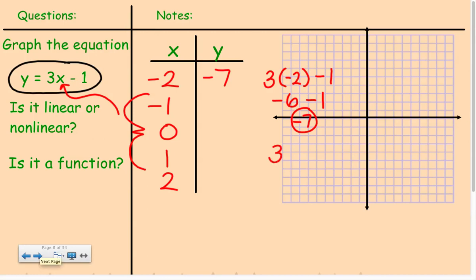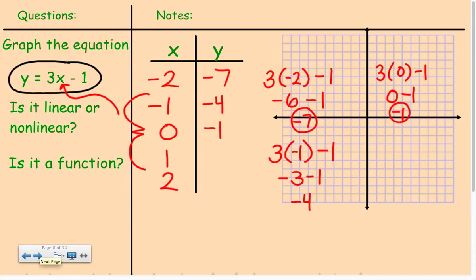Then I'm going to plug -1 in for x. 3 times -1 minus 1. 3 times -1 is -3. -3 and -1 make -4. 3 times 0 minus 1. 3 times 0 is 0. 0 minus 1 is -1. 3 times 1 is 3. 3 minus 1 is 2. And 3 times 2 is 6. 6 minus 1 is 5. So now I have all 5 of my coordinate points, and I can graph.